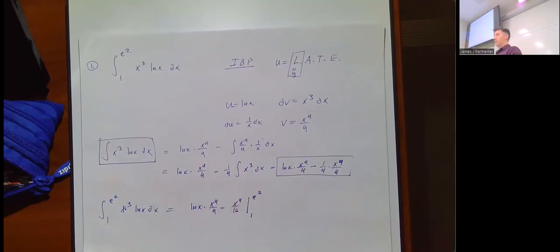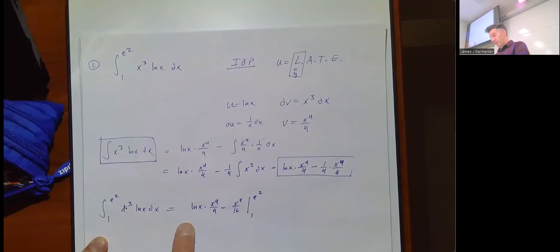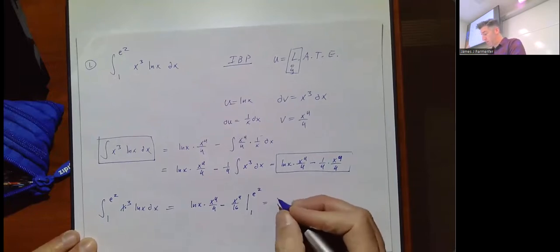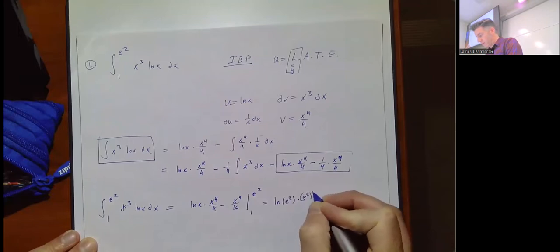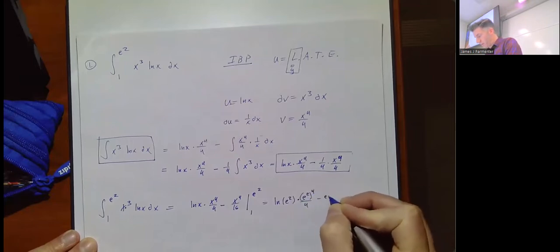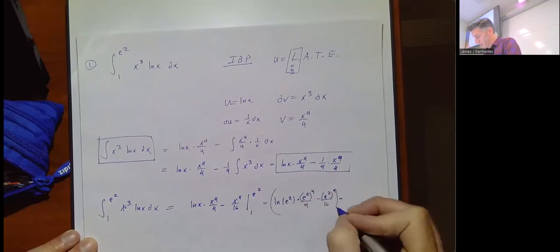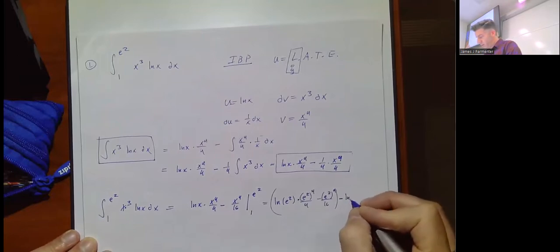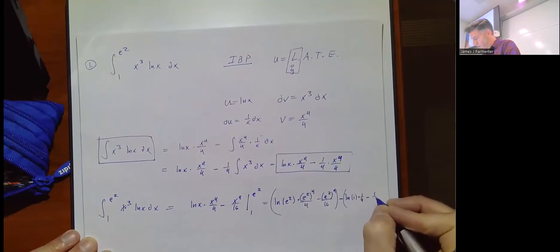Do all the complicated integration without writing your limits of integration the whole time. And then at the very end, just say, okay, the integral of this function is just equal to its antiderivative, simplified as much as you can, evaluated between your endpoints. And then we're going to plug in. So we're going to get the natural log of e squared times e squared to the 4th over 4 minus e squared to the 4th over 16, minus, now you're going to plug in 1: natural log of 1 is 0 times 1/4 minus 1/16.